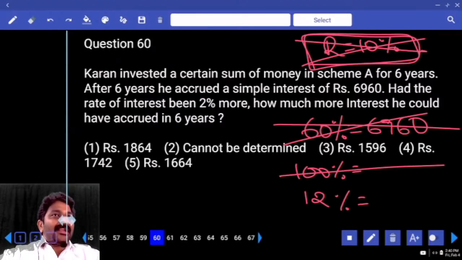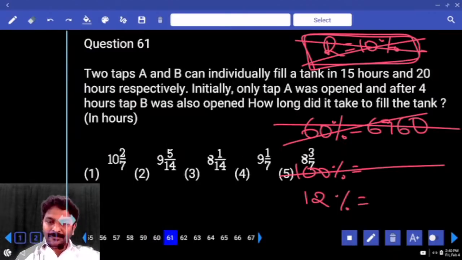If you are given either the rate of interest per annum or the principal, we can definitely answer the question. Okay now? Right.